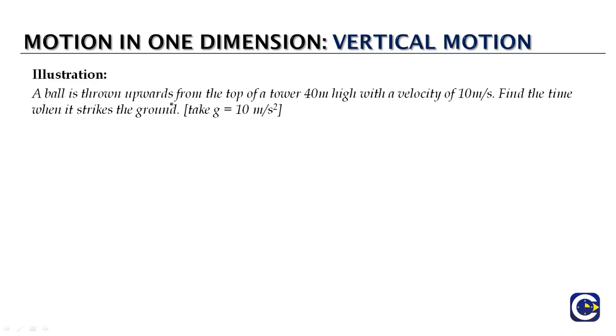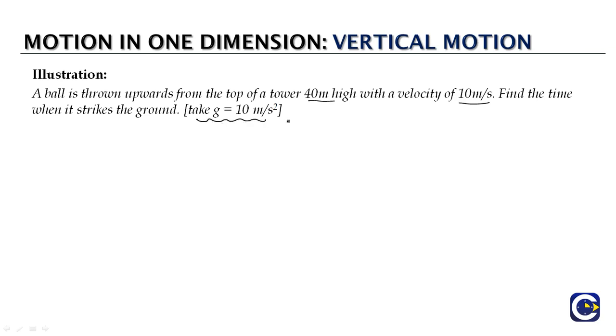We look at some illustration problems to understand how we'll go about solving the problems in vertical straight line motion. Let us say we have a ball which is thrown upwards from the top of a tower 40 meters in height, with a velocity of 10 meters per second. Now find the time when it strikes the ground. So we can assume that g is equal to 10 meters per second square.